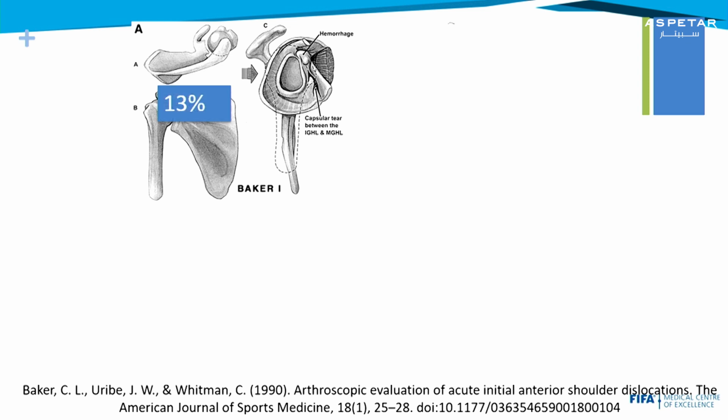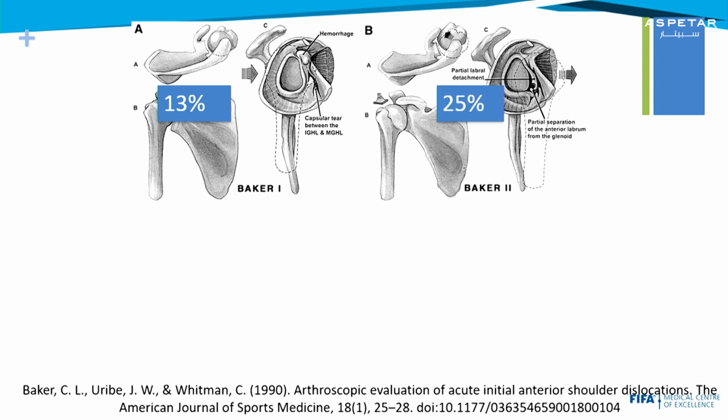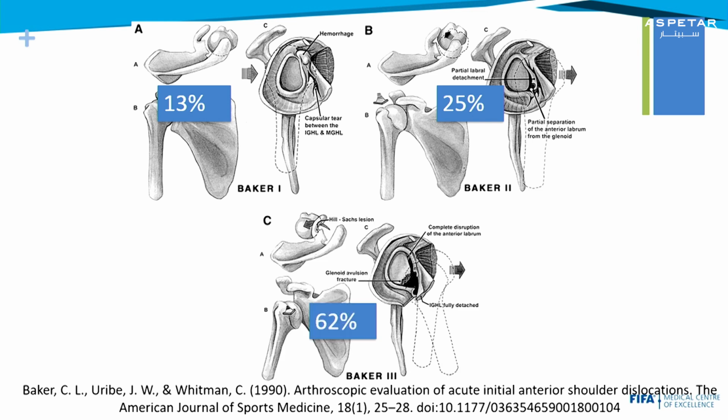Only 13% of cases after first dislocation have a capsular tear, which is good, and the capsule heals. The ligaments are pretty fine, and 25% after first dislocation have a partial tear of the middle glenohumeral ligament, which also more or less may heal. But the vast majority of the dislocations come with irreversible injuries. Over 60% have a complete inferior glenohumeral rupture plus capsular rupture plus Hill-Sachs lesions.